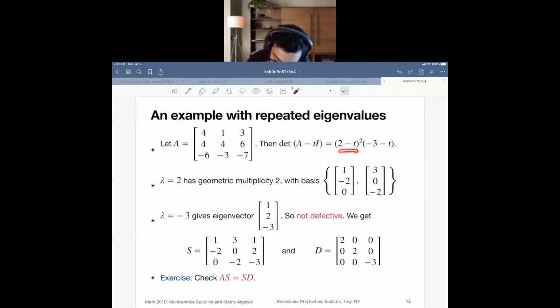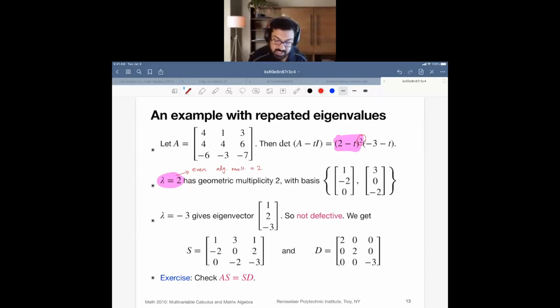So two of them are 2, and one of them is -3. If you look at the eigenvalue 2 for this case, the power over there is 2. For lambda equals 2, the algebraic multiplicity is 2, but the geometric multiplicity is also 2. So lambda equals 2 gave you both geometric as well as algebraic multiplicity equal to 2 because of this.